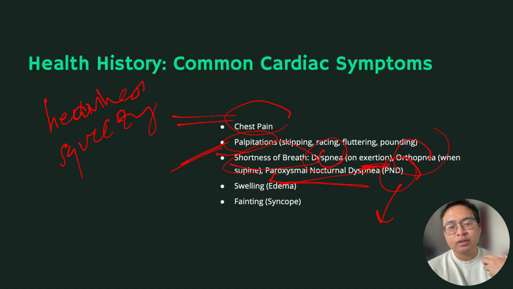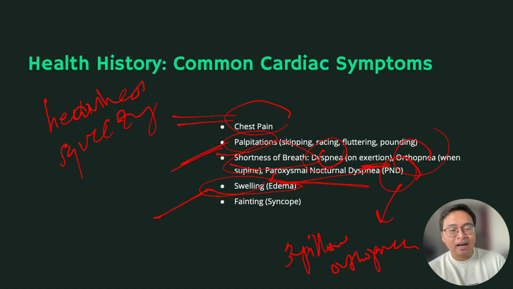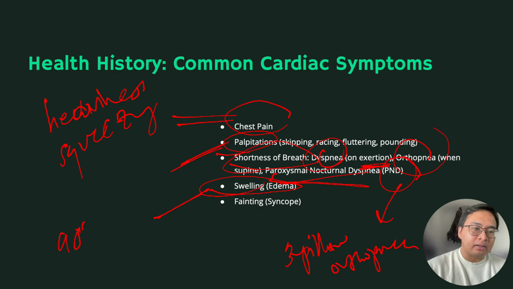And kapag kailangan magdagdag ng unan para makatulog, para makahinga ng tama, that's called orthopnea, specifically three-pillow orthopnea. Kapag kailangan ng 3 unan para lang makahiga at makahinga ng tama. Of course, there's also swelling or fluid accumulation called edema. Yung cardiac edema, ang characteristic niya, it starts from baba, from the legs, proceeding upwards. So, there's ascending edema. And lastly, fainting or syncope.